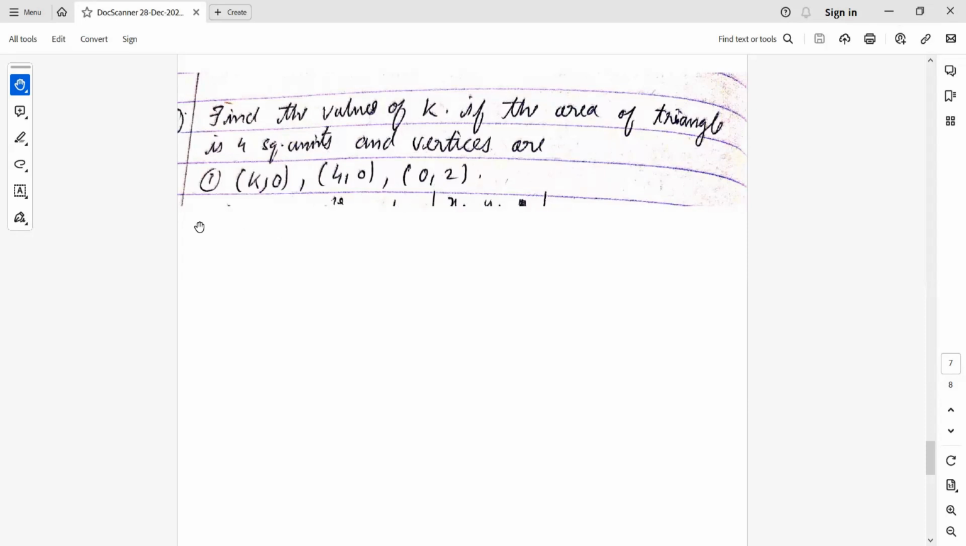Okay, so here the value of area is already given. Only you need to find out the k value now. So in the solution again, what we need to do here, same formula you will use.